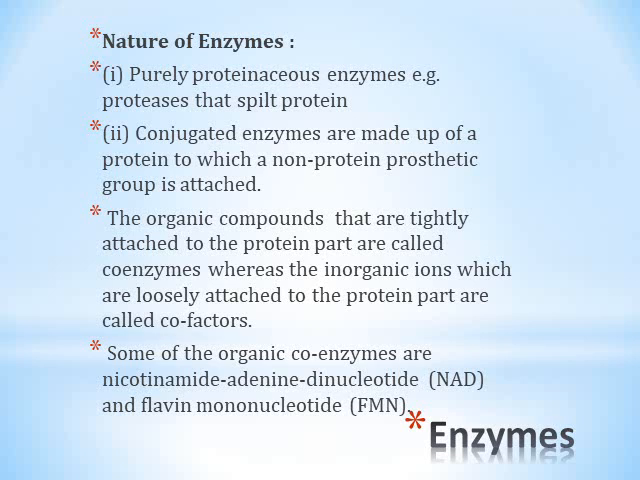Purely proteinaceous enzymes are proteases that split proteins. So whenever a name ends with ases, it refers to the name of that enzyme. Proteases split proteins, lipases split lipids, amylases split amylose. So like this, ases means it helps to split. Conjugated enzymes are made up of protein to which a non-protein prosthetic group is attached.